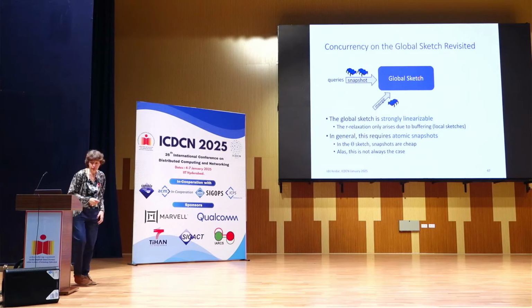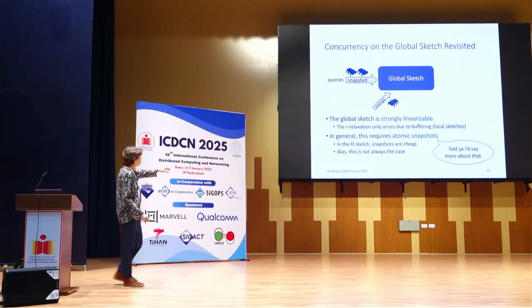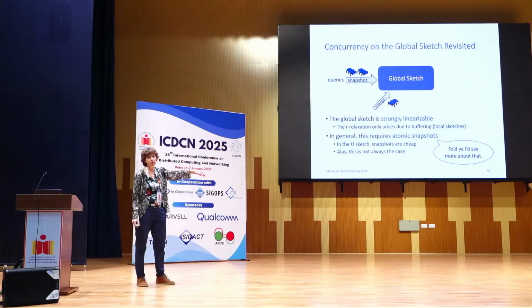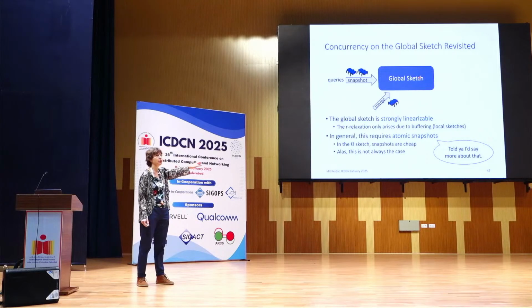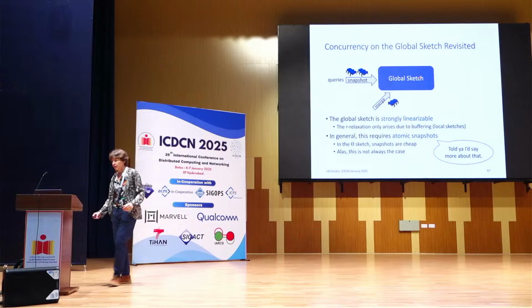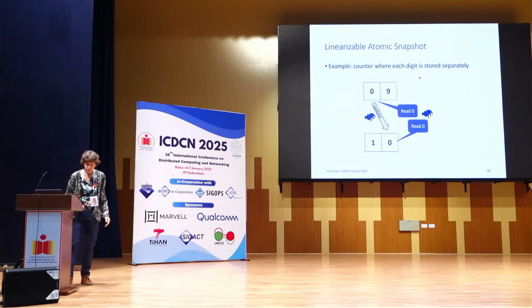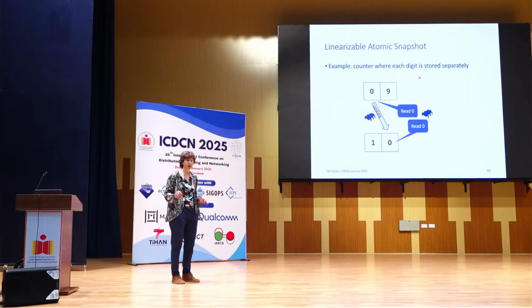So the global sketch is strongly linearizable. The relaxation is only in the buffer. The global sketch is strongly linearizable, which means we have to get an atomic snapshot of the data structure. Let's look at an example of what a linearizable atomic snapshot is. This is just background for people who are not familiar with the concept.